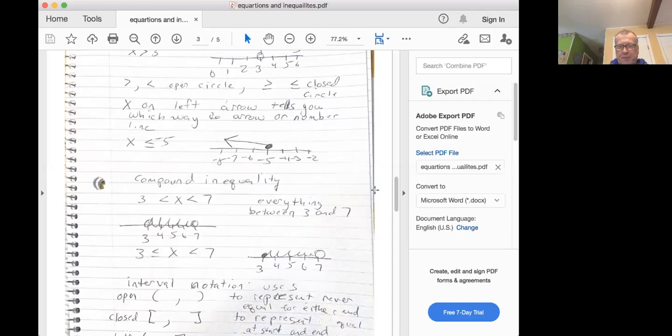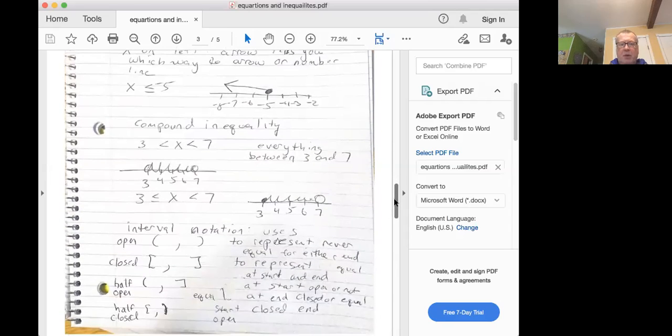Compound inequalities mean we have 2 or more inequalities in the problem. So in this case, we have something like 3 is less than x is less than 7. So that means x can be anything between 3 and 7, but it cannot be 3 or 7 because they're strict less thans. So when we shade this in, we have a critical point at 3 and at 7. We keep this open. And since x is between these two, we shade everything between. If one or both have equal in them, then we shade that particular critical point value in.